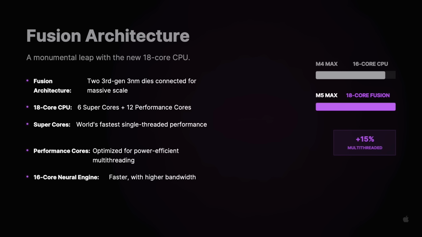And it gives us the world's fastest single-threaded performance with those 12 performance cores. It's optimized for power efficiency and multi-threading. And we still also got that 16-core neural engine with the higher bandwidth. And overall, you can see here, Apple claiming in multi-threaded, it's 15% faster.